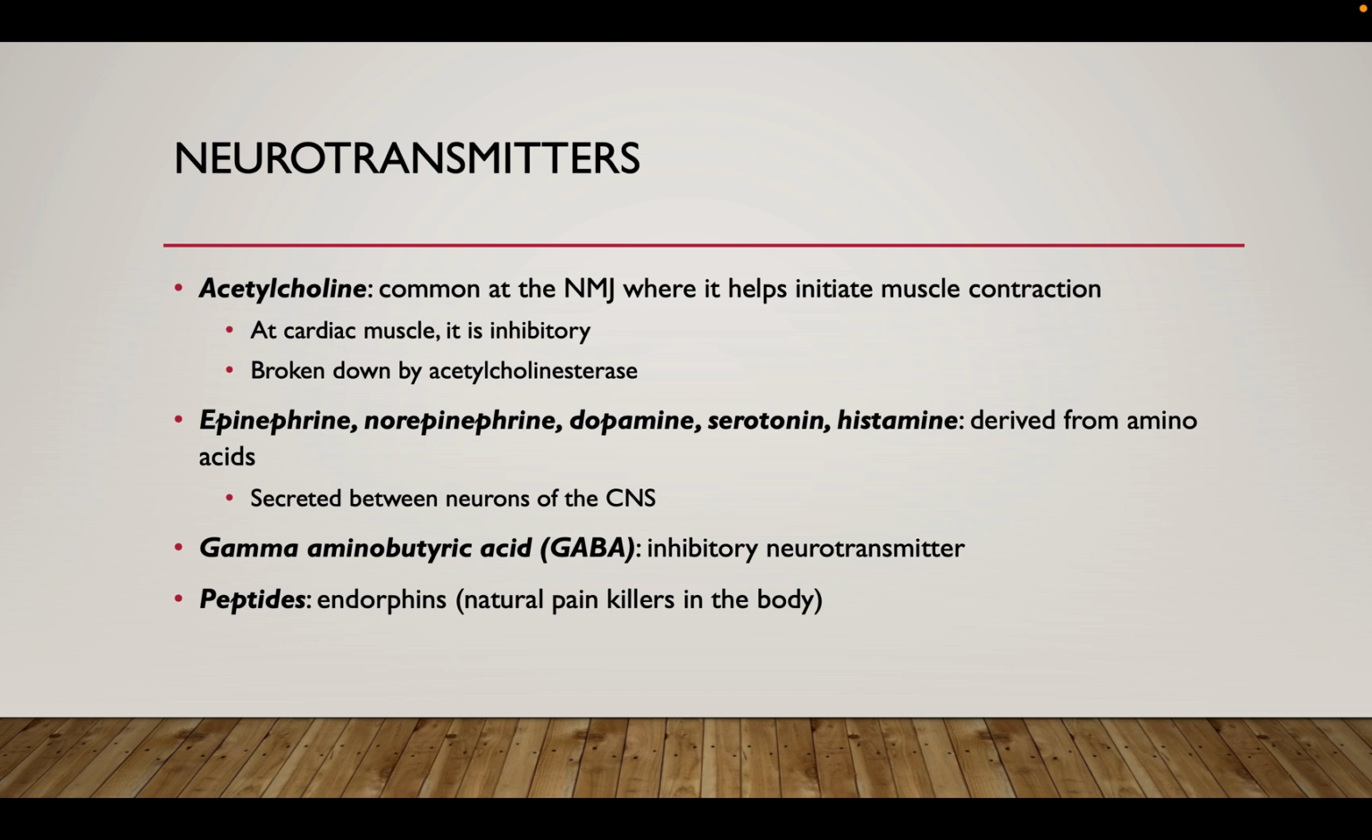We have things like epinephrine, norepinephrine, dopamine, serotonin, histamine. Lots of these are derived from amino acids, so they're amino acid based. And amino acid based versus steroid based hormones and neurotransmitters will exert their actions differently. And you see a lot of these between neurons of the central nervous system.